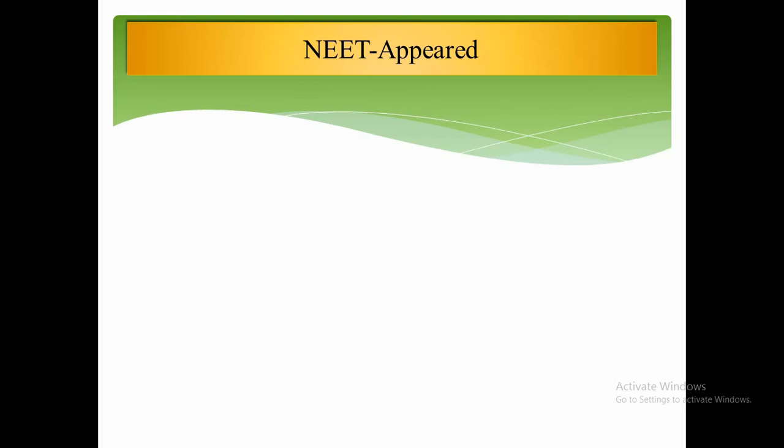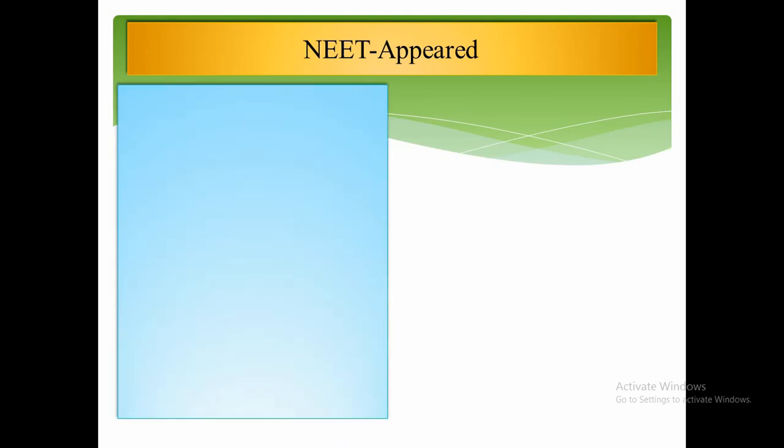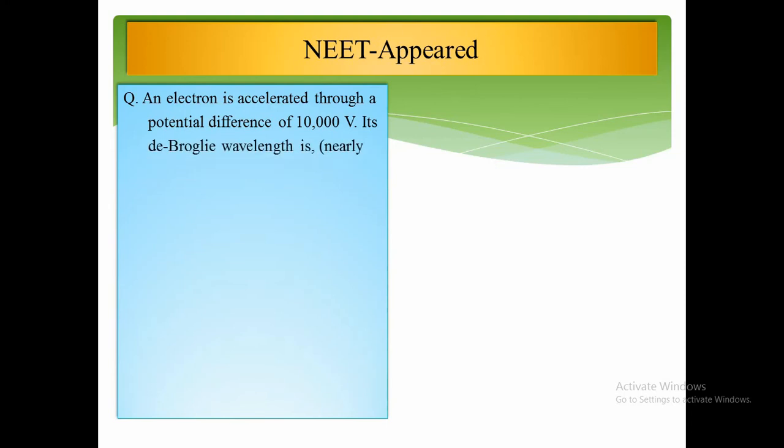Today we are going to discuss the questions which are asked in NEET. Look at the first one. An electron is accelerated through a potential difference of 10,000 volt.